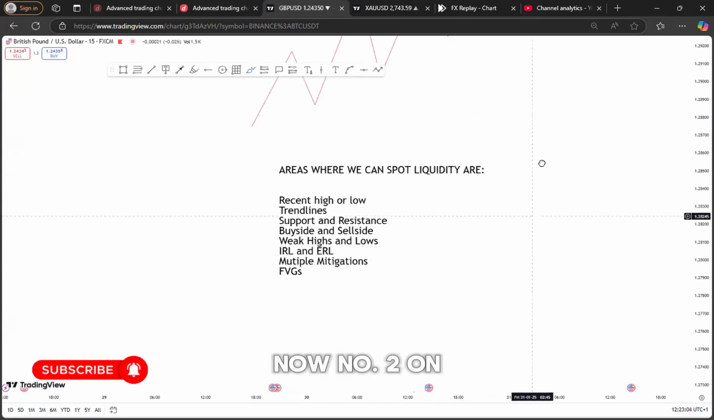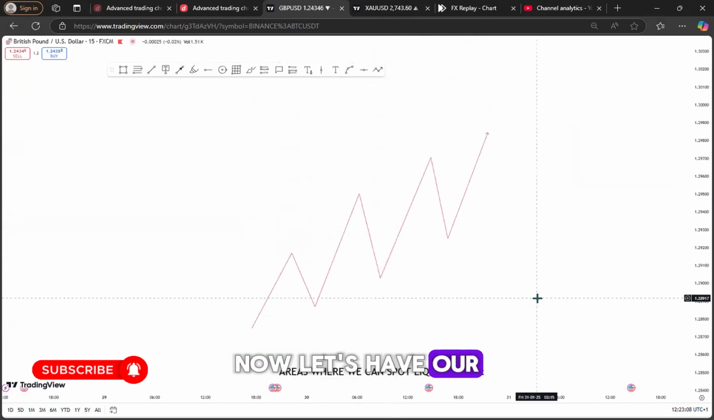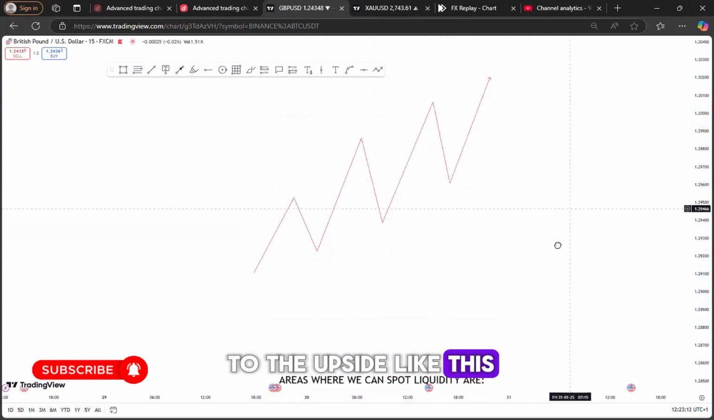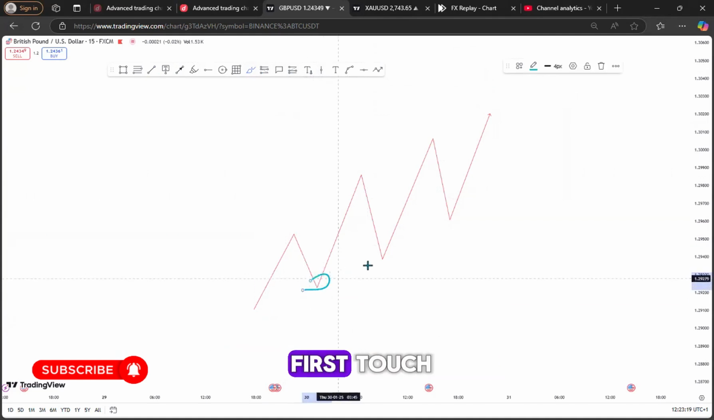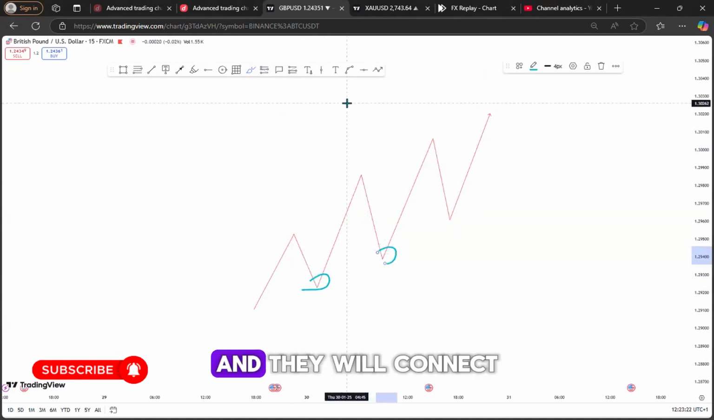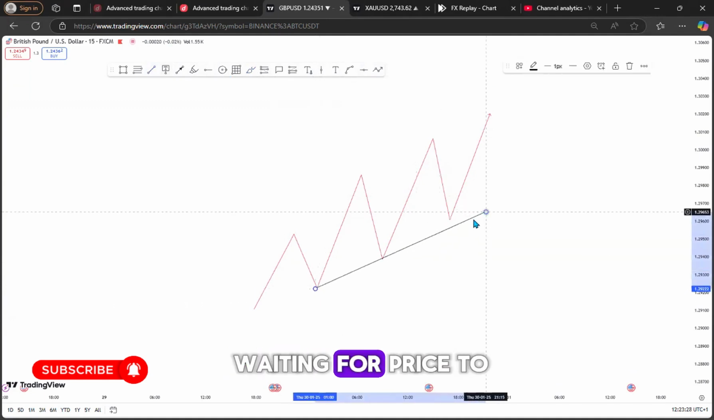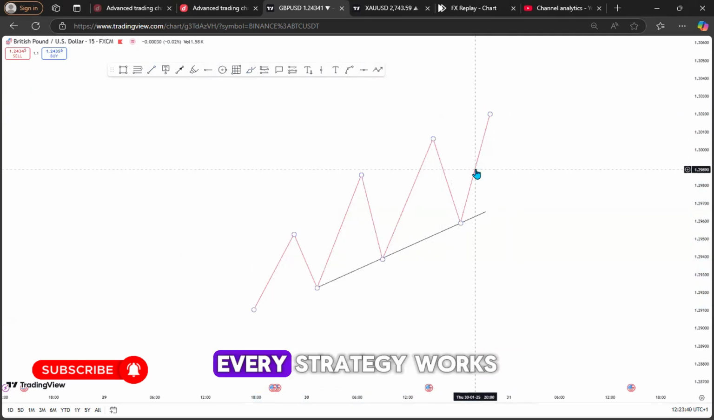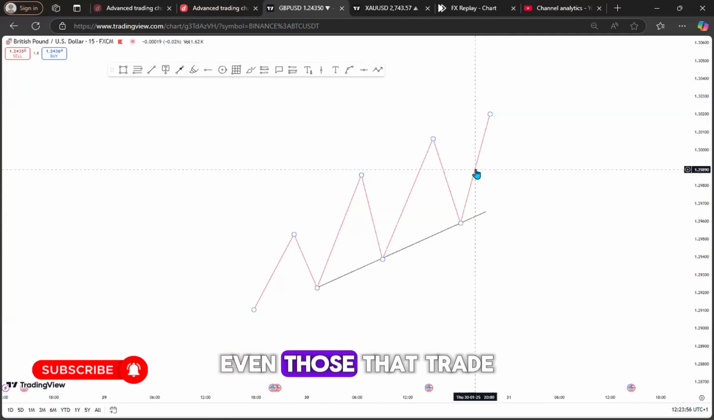Now, number two on the list here is trend line. Now, let's have our chart like this. Let's take for instance that price is pushing to the upside like this. Those that trade trend line, this is what they are always looking for. They are looking for first touch, second touch, and they will connect their trend line like this, and they will be waiting for price to come to this their third touch and buy. Every strategy works. Price is targeting everyone's stop loss, even those that trade SMC.